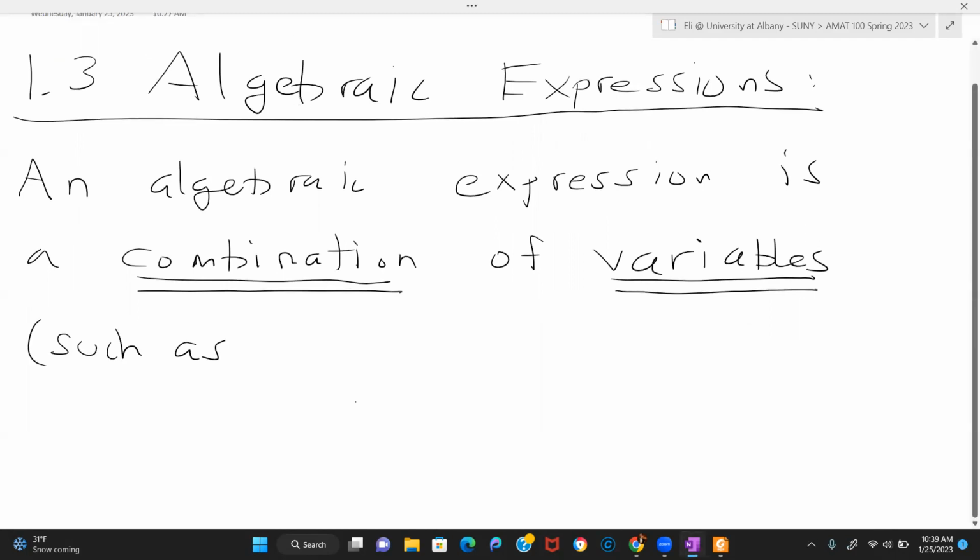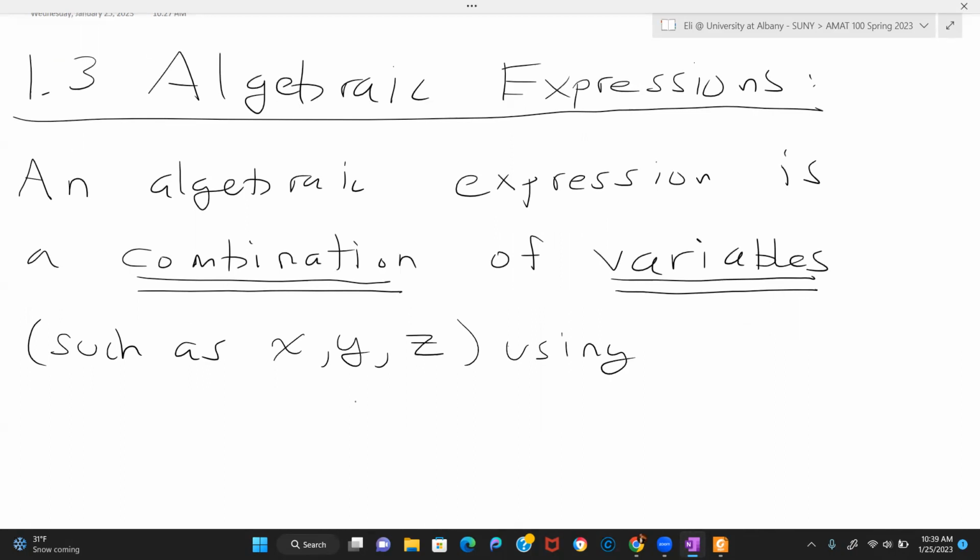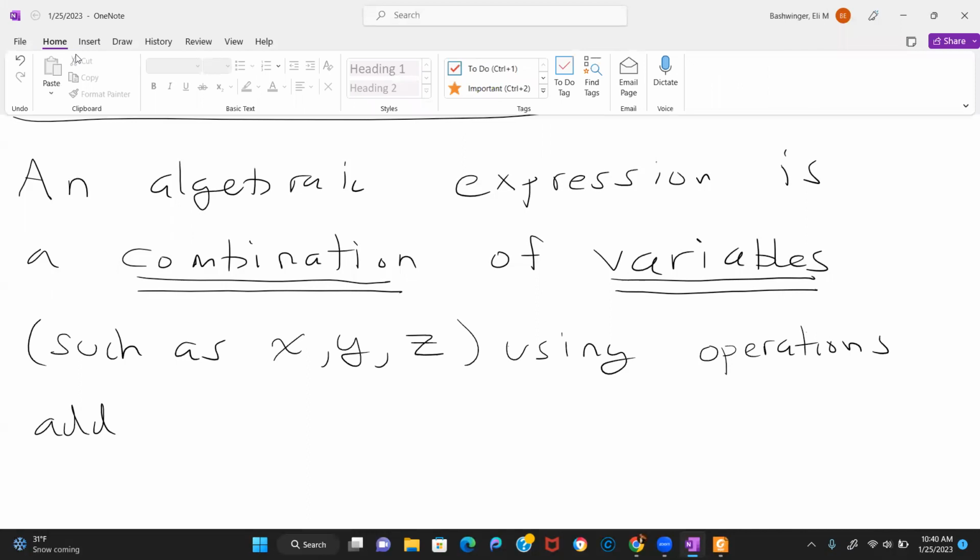It's a combination of variables. And typically we use the symbols X, Y, and Z, although it's not necessary that we do this, but these symbols are typically reserved to represent variables. It's a combination of variables using operations such as addition. Let me say that actually, using operations.